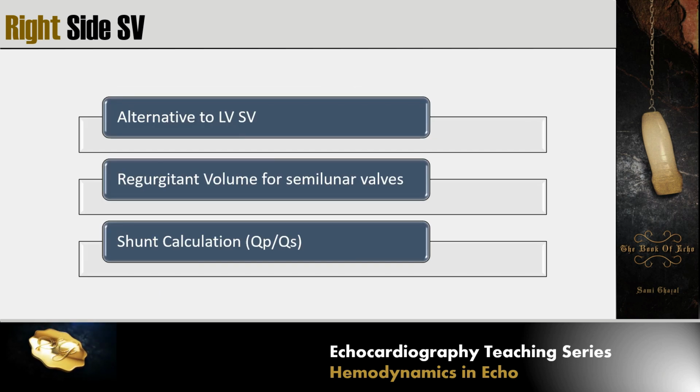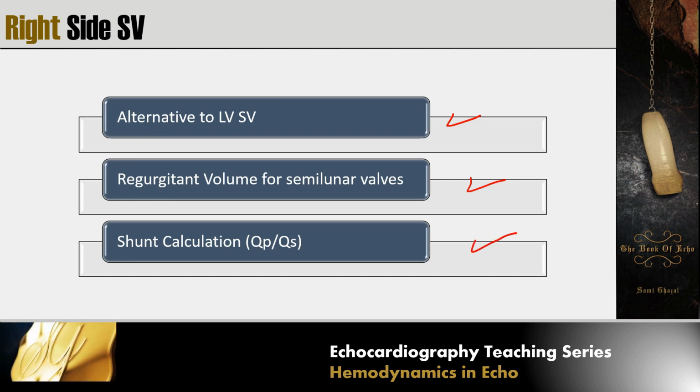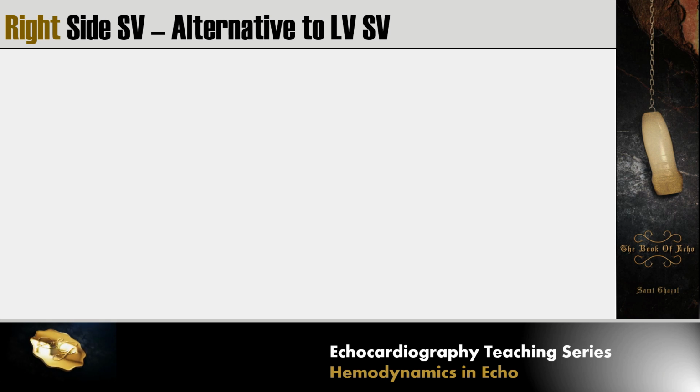Right side stroke volume can be used as an alternative to LV stroke volume. Also, it can be used to calculate regurgitant volume for the semilunar valve, i.e. the aortic and pulmonic valve. Also, it can be used in shunt calculations. The right side stroke volume as an alternative to LV stroke volume can be used when both semilunar valves are competent. So let's assume this is the pulmonic valve here.